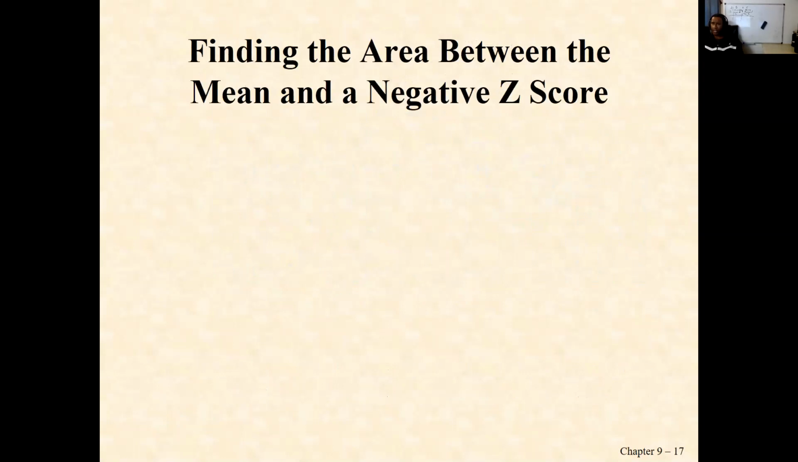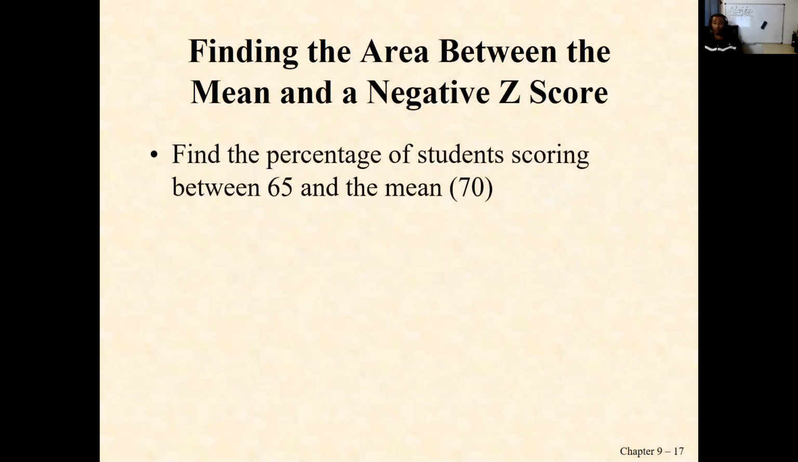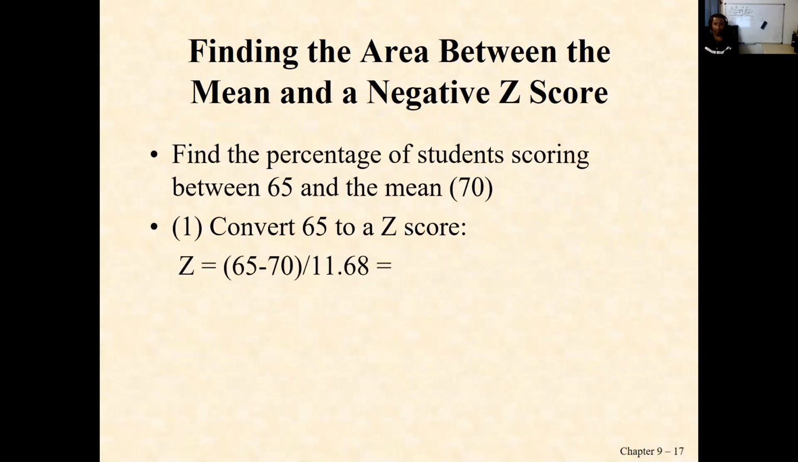Let's go ahead and do it for a negative Z value. How would you do this? So what you would do here to find the percentage of students who score between 65 and 70, you draw it out, and then you calculate a Z score for 65. So Z for 65 minus 70, you're going to get negative 5. You take that negative 5, you divide it by 11.68, and you're going to get negative 0.43. So that's the Z value.